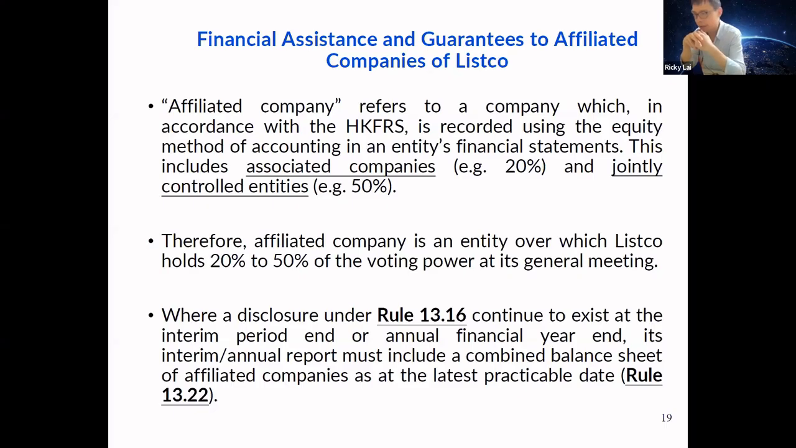Same as advances to an entity, where the disclosure continues to exist at the interim period end or annual financial year end, the interim report and annual report must include a combined balance sheet of the affiliated companies as at the latest practicable date.